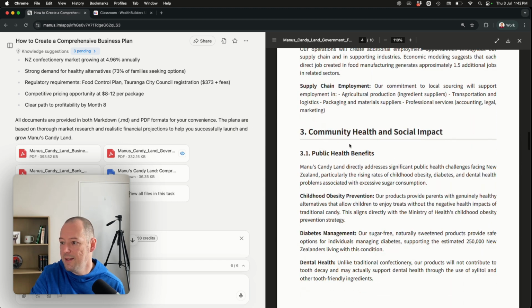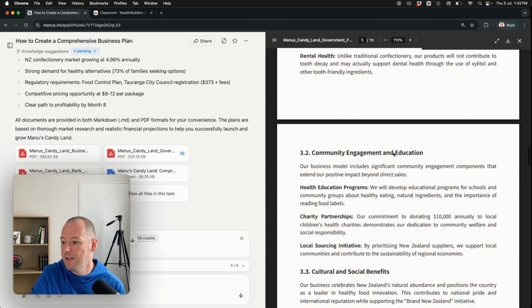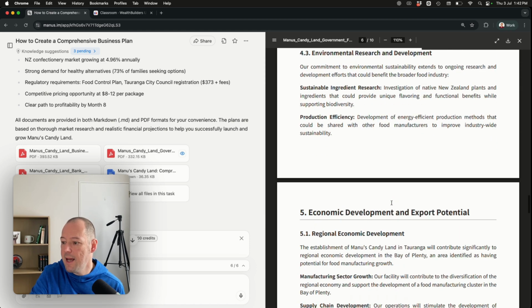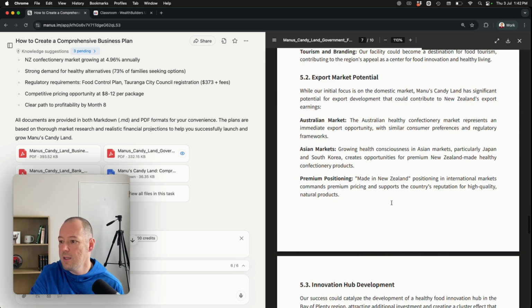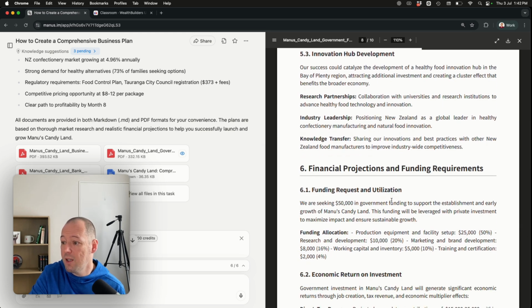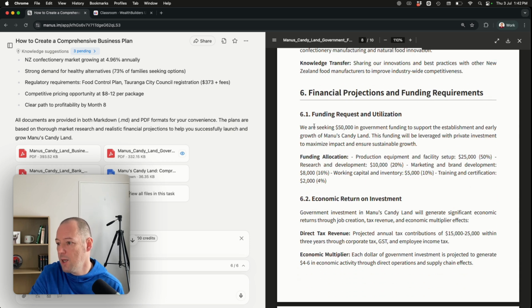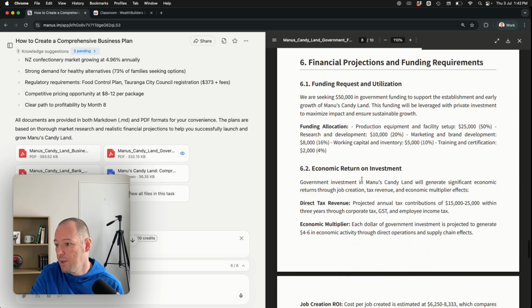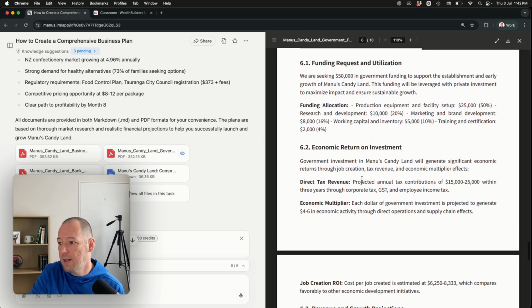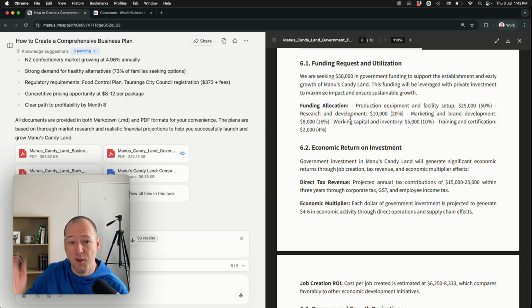Then here, that's the community health and social impact, environmental sustainability and innovation. This is like real gold, because I wouldn't have thought about all this stuff if I wanted to apply for funding. Letting the government know about all the things I positively impact with my business. And this is the funding request, how much money we would need. You can even run to angel investors with that document, and say, hey, I'm looking for someone who'll give me 50 grand for a share of 25% of the business.